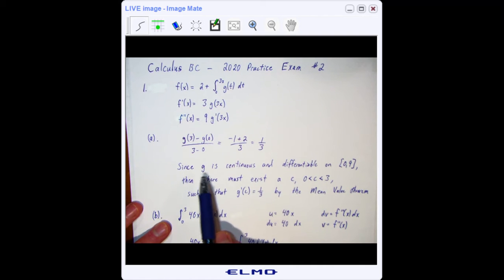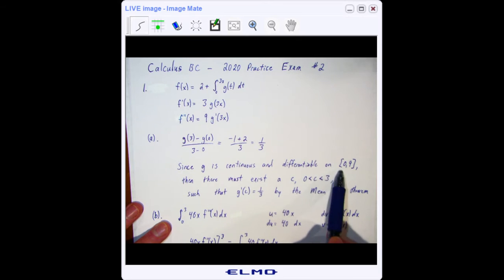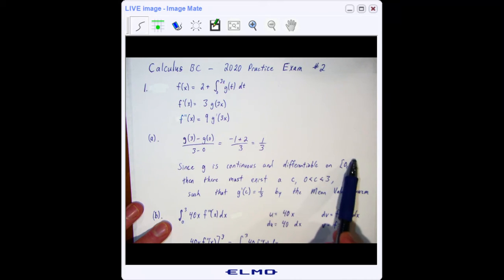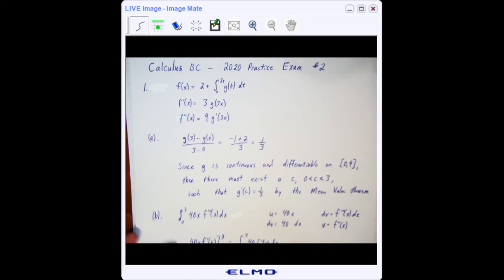And then you must state that since g is continuous and differentiable on 0 to 9, which also means it's continuous and differentiable on 0 to 3. By the way, it's not good enough just to say it's differentiable. You must also say it's continuous. I noticed not all of you did that in your work. You have to say both continuous and differentiable. Then there must be a c between 0 and 3 such that g prime of c is 1/3 by the mean value theorem. And once again, if it's between 0 and 3, then obviously it's also between 0 and 9, which is what I was supposed to show.